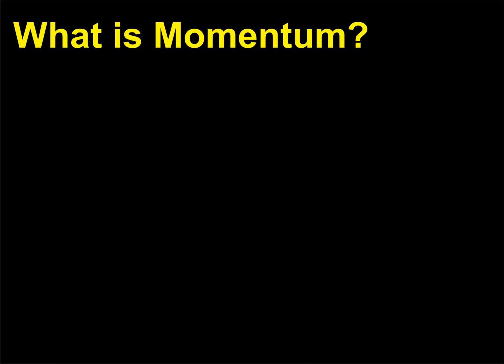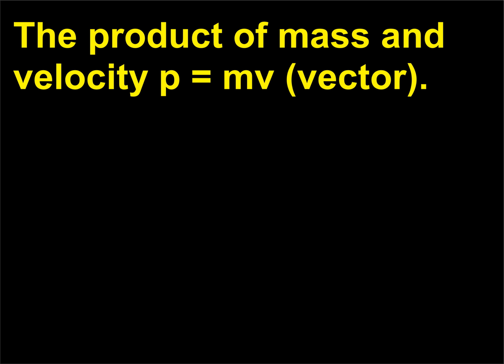What is momentum? The product of mass and velocity: p equals mv, a vector.